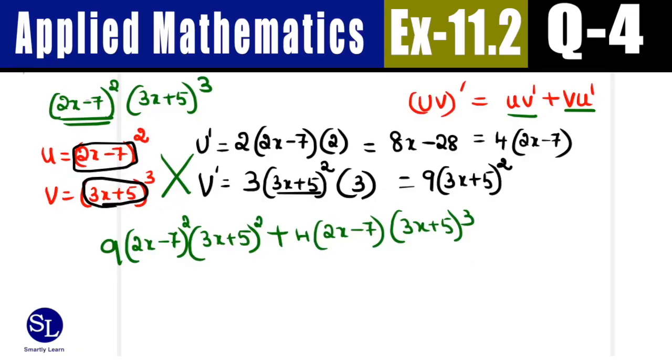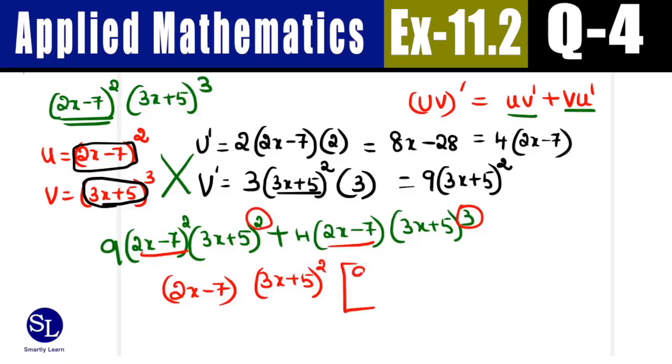The bare minimum that I can take out is going to be just (2x − 7) into (3x + 5)², because this is the minimum power of the lot, so I can take this outside. So what is going to be left out is 9 into (2x − 7) plus 4 into (3x + 5). Now this I can term-wise multiply and simplify.